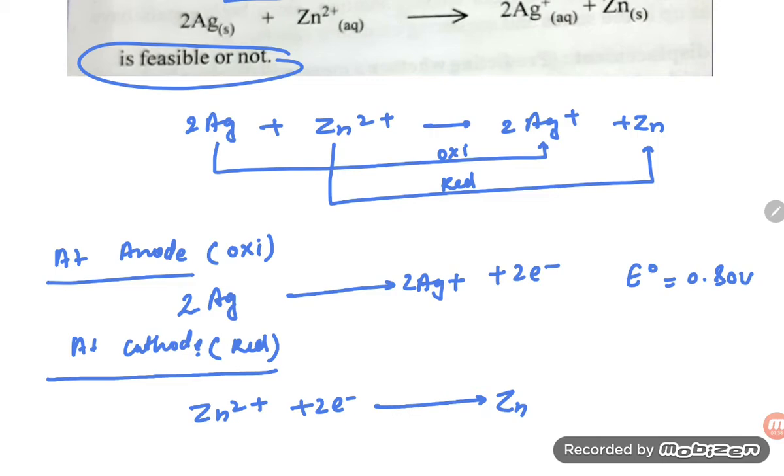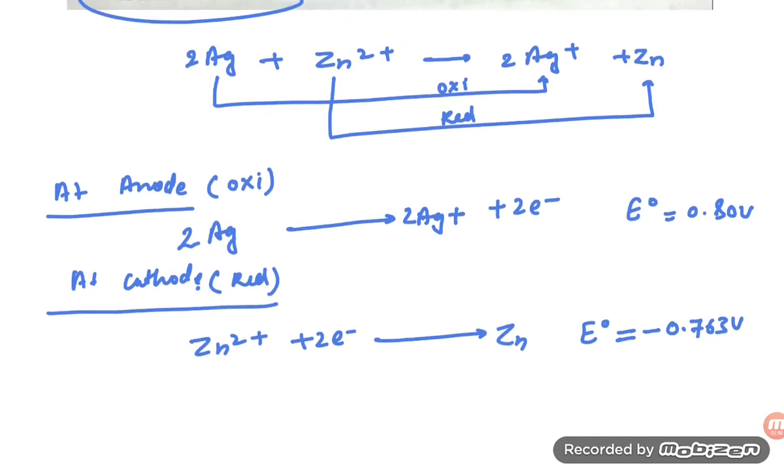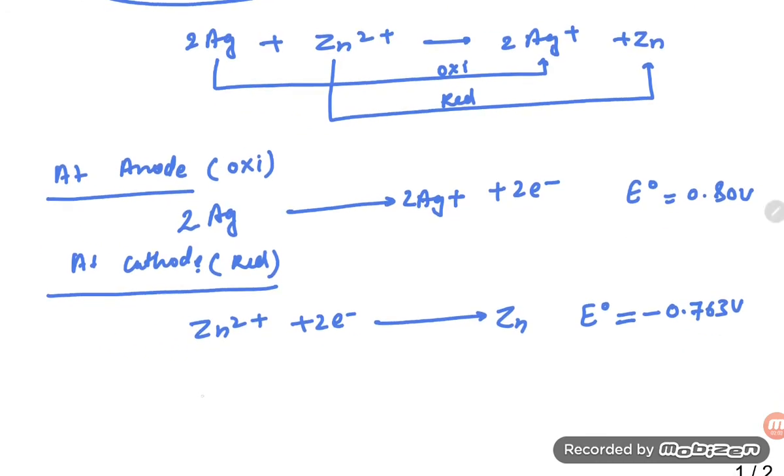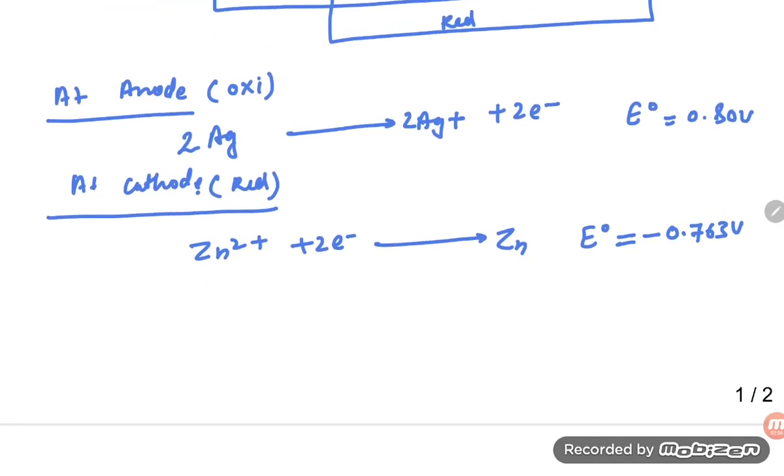Now for this one, E naught, if you are calculating, how much will it be? Minus 0.763 volt. This is there, right? These two values we got, and both are in terms of reduction potential. So dear students, what we will be able to do with these two half cells is use the formula.